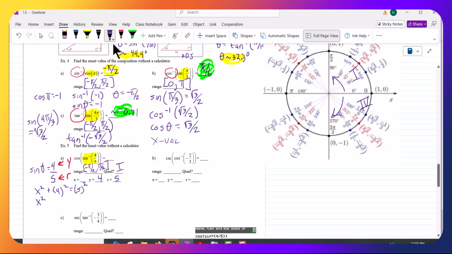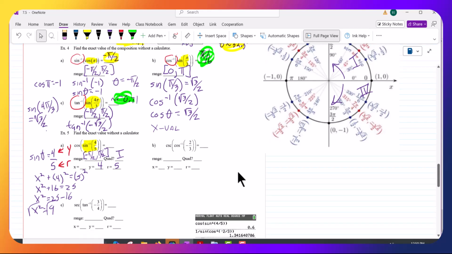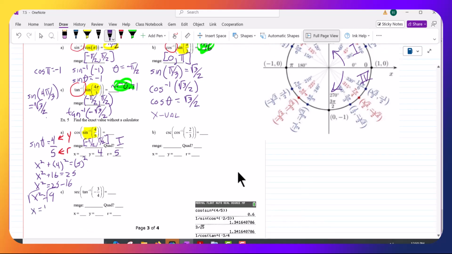That's going to give x squared plus 16 equals 25. That will give x squared equals 25 minus 16. So that's x squared equals 9. Square root both sides, you're going to get x equals plus or minus 3. But since you're in quadrant 1, x is going to be 3. So ultimately in this problem, you're doing the cosine of theta. That outer function is cosine, and the definition of cosine is x over r. So the answer to the problem would be 3 over 5.